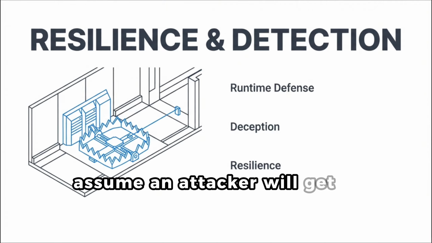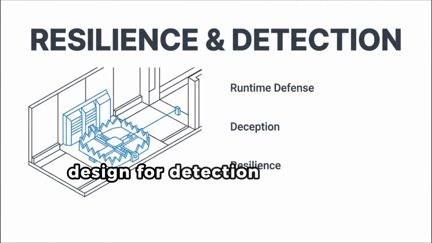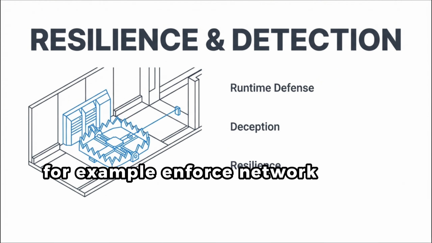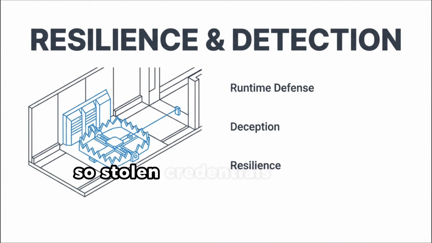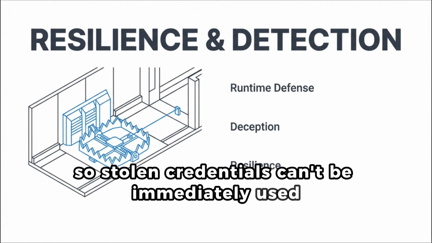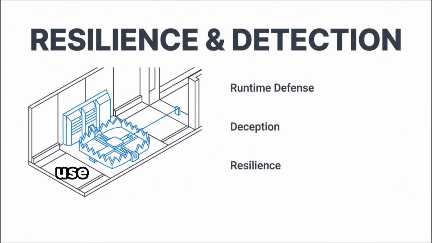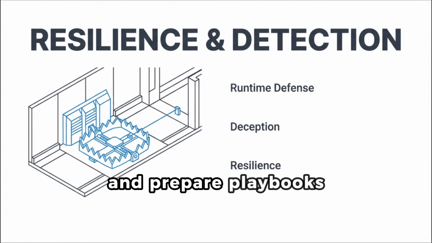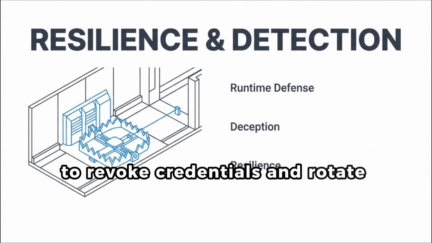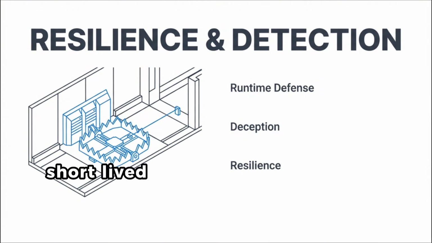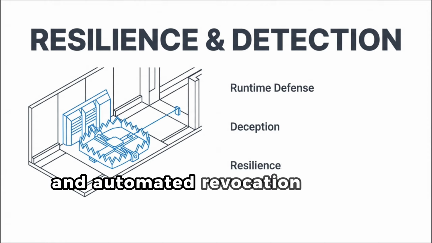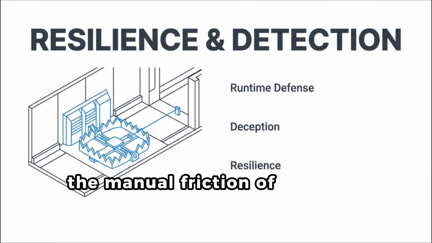We should also talk about post-exploitation resilience. Assume an attacker will get in. Design for detection and quick containment. For example, enforce network egress rules so stolen credentials can't be immediately used to exfiltrate data. Use data loss prevention to block sensitive exports, and prepare playbooks to revoke credentials and rotate keys rapidly. Short-lived credentials make stolen tokens less useful, and automated revocation reduces the manual friction of response.